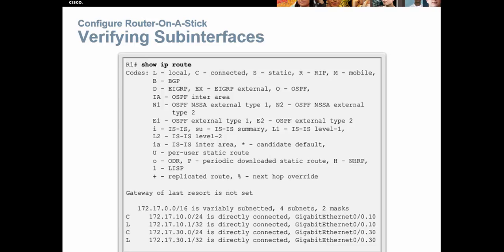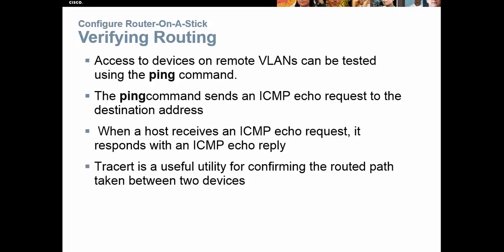You can also do show ip route, and you'll notice here you have your subinterfaces listed. To verify routing for router on a stick, access to the devices on the remote VLANs can be tested using the ping command. The ping command sends an ICMP echo request to the destination address, and when a host receives an ICMP echo request, it's going to respond back with an ICMP echo reply. Tracert is a useful utility for confirming the routed path taken between these two devices.